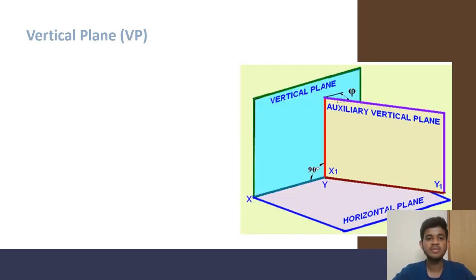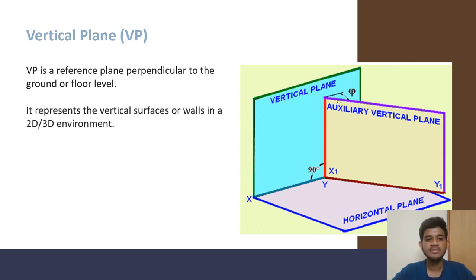Now let us see the vertical plane, that is VP. VP is a reference plane perpendicular to the ground or floor level. It represents the vertical surface or walls in a 2D and 3D environment. The vertical plane helps create depth and perspective in the design or visualization.